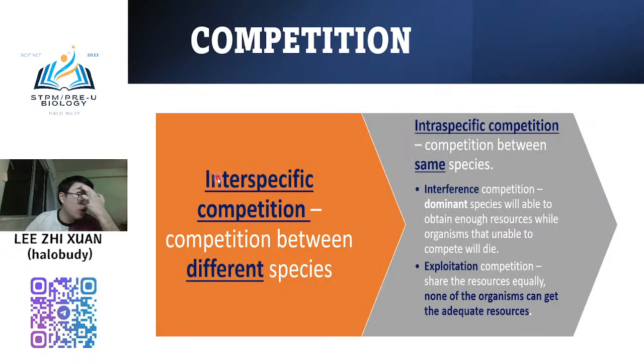Another one is because of competition. There are two main types of competition, either interspecific or intraspecific. Interspecific normally is competition between different species, like human and dog. Human and dog are different species, right? But this one rarely happens. Normally what happens is intraspecific, the same species, like humans competing with each other.